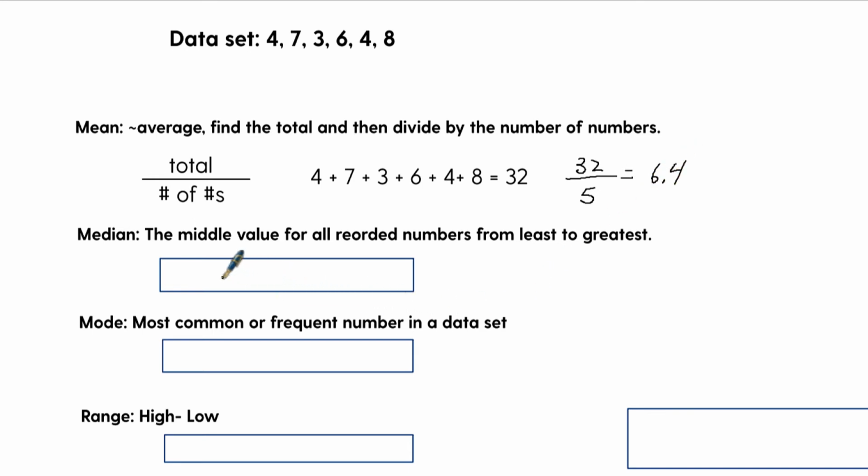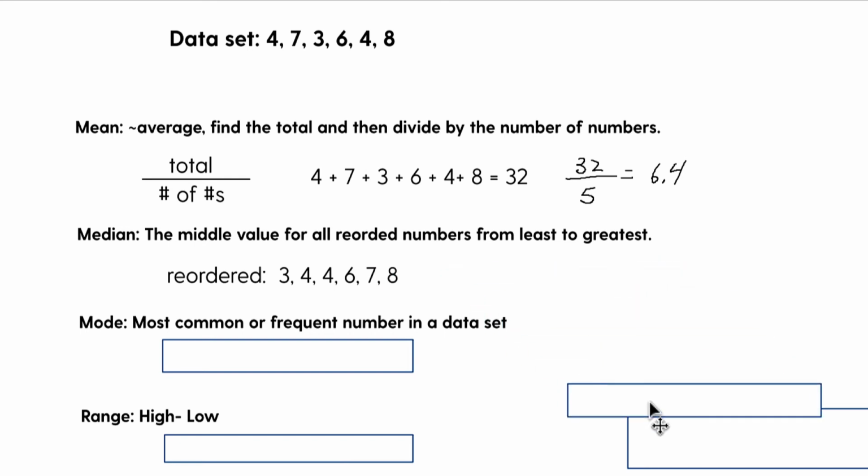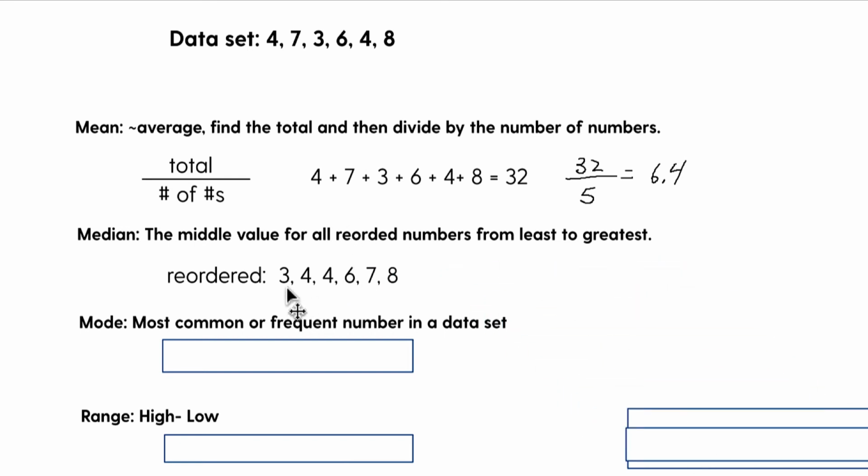Okay, let's do the median. The median is the middle value for all reordered numbers from least to greatest. It can also be actually from greatest to least. It doesn't really matter. So if we take these numbers and we reorder them from least to greatest, it will have 3, 4, 4, 6, 7, and 8. And so the middle two numbers here, if we take these two out and these two out, we end up with an imperfect middle. Here we don't have one number that is right in the middle.